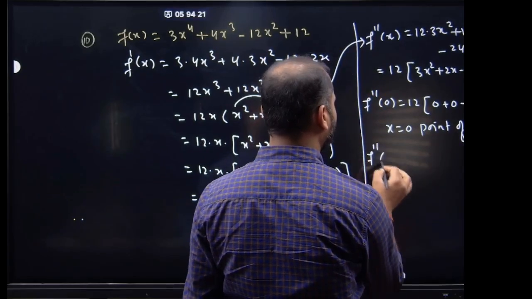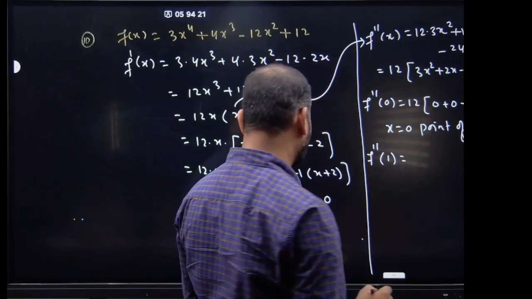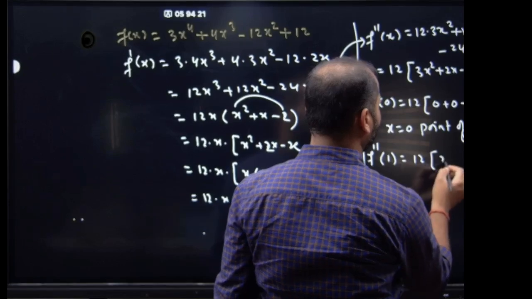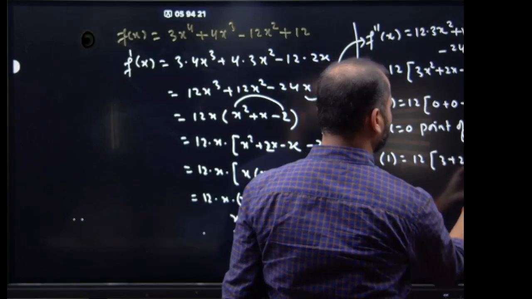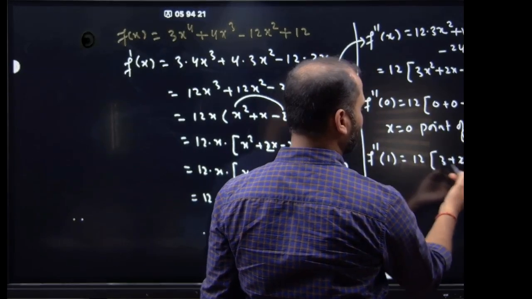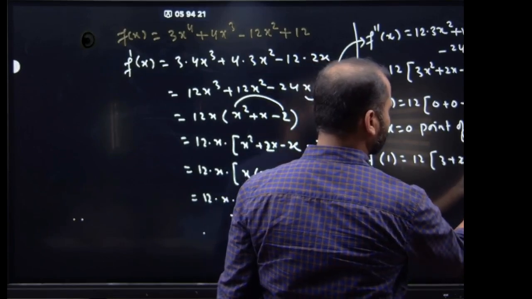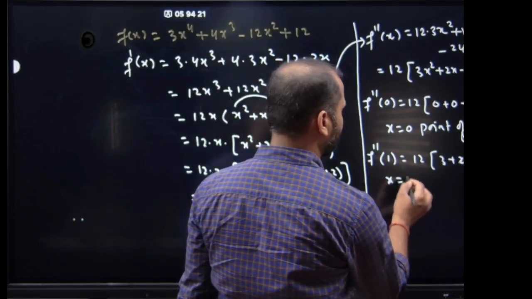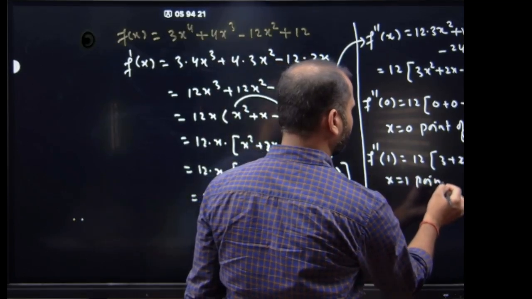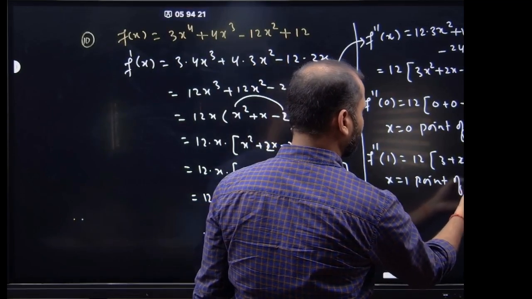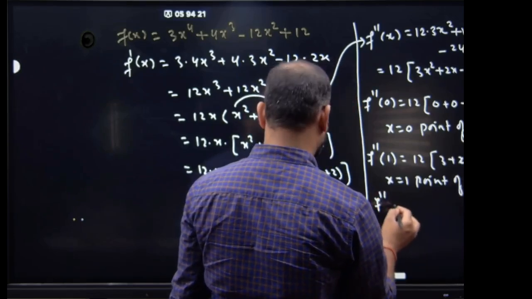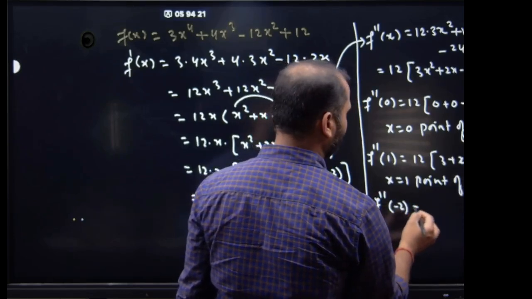Similarly, f double dash at x is equal to 1 I will be checking, 1 is also there, right? Substitute 1 here. So, 12 into 3 plus 2 minus 2, just see 2 and 2 get cancelled, 12 3s are, it is greater than 0, yes or no? Greater than 0 means x is equal to 1 is point of minima, yes or no? Correct.